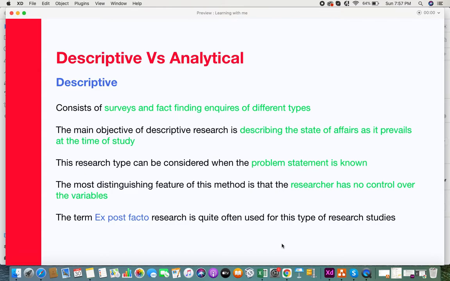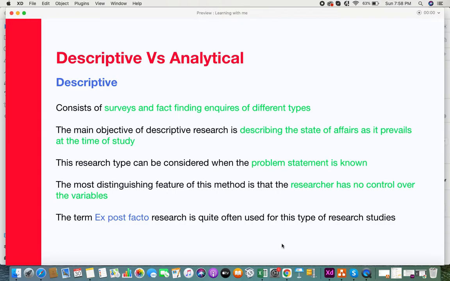When we come to descriptive research, descriptive research consists of surveys and fact-finding inquiries of different types. Let me first start off with an example. Imagine you are going into a new company, and you have a person who's going to interview you. Before going for the interview, you first want to find out how the company is, what type of person the interviewer is, or you want to find out about people who have already attended the interview, and what type of questions would be asked.